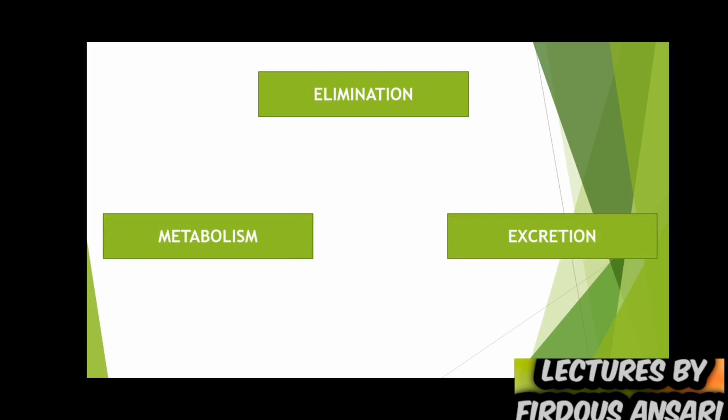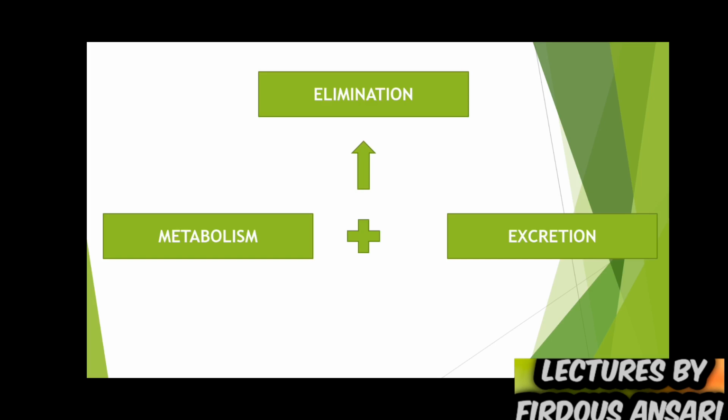Elimination means we need to stop the activity of the drug, and we can stop the activity of a drug either by metabolism or by excretion. Metabolism and excretion together are known as elimination. Elimination means we need to get rid of that particular drug. Now the first thing, excretion. You people know, we consume food and it gets excreted out from our body. Similarly, when we consume a drug, it is also excreted out from our body.